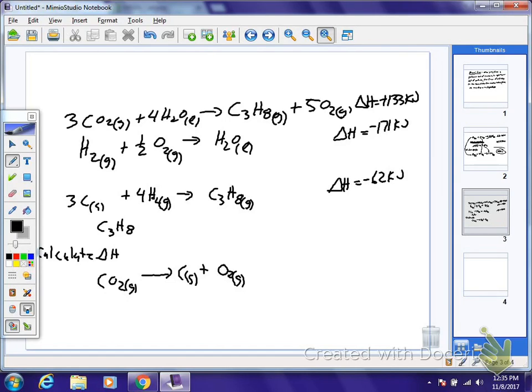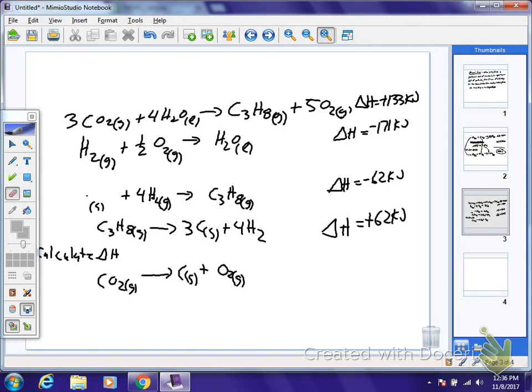So this one would be C3H8 arrow 3 carbons and 4 hydrogens. And I reverse the sign. Plus 62 kilojoules. Why did you reverse the sign? Because I switched the reaction. If I flip the reaction, then it's the opposite, and so I'll use my trusty eraser to get rid of that.